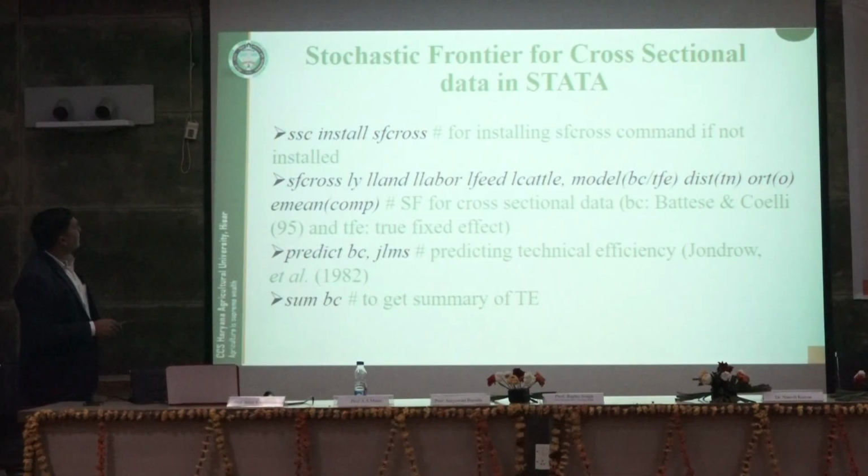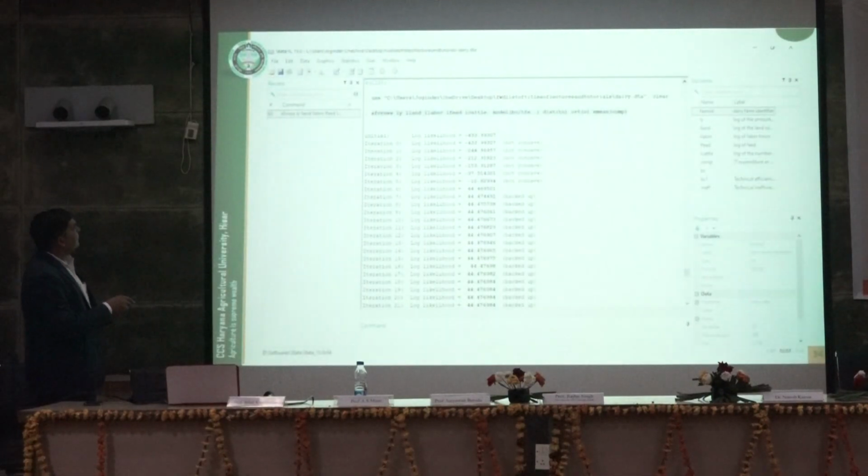So how to use this command? Simply write the command, then the dependent variable, then the independent variables, then the model. Which model you want to check? You can use the BC model, you can use the TFE model. There are some other models also. And this is the distribution, dist, and this ORT is the orientation, and emean is the command to find out the expected value of means, or you can say the conditional mean.